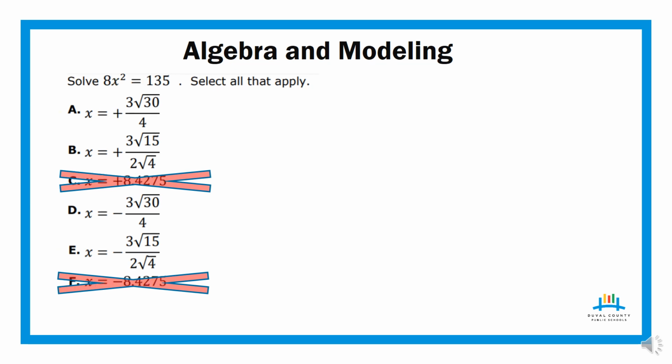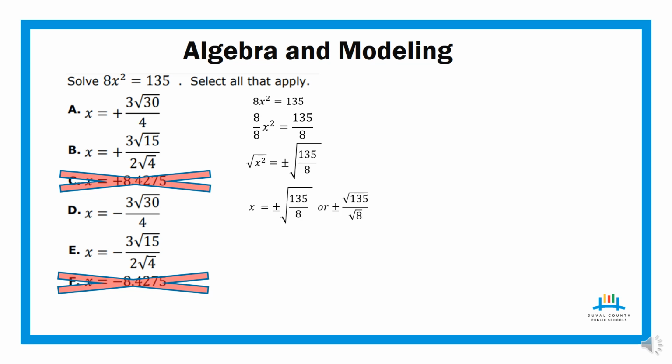So now we will need to solve the quadratic equation in radical form. We have our original equation, 8x squared equals 135. We will divide both sides of the equation by 8, then take the square root of both sides of the equation. You will have x equals plus or minus the square root of 135 divided by 8, or we can separate this fraction into two parts and simplify the square root of 135 in the numerator, then simplify the square root of 8 in the denominator.